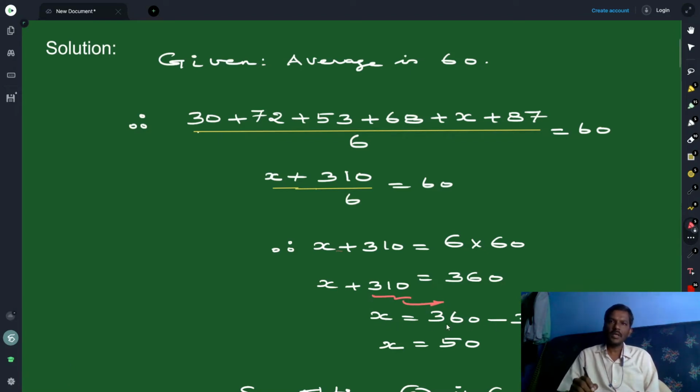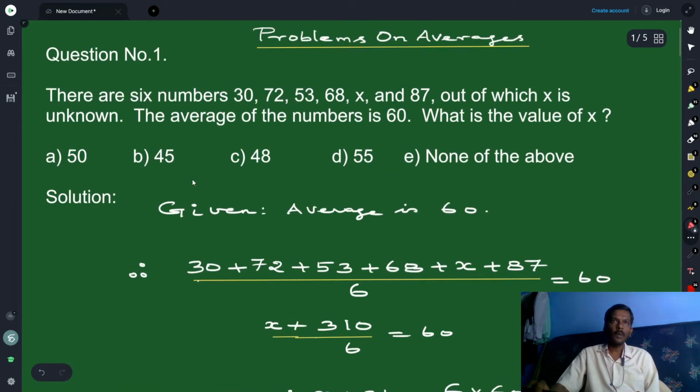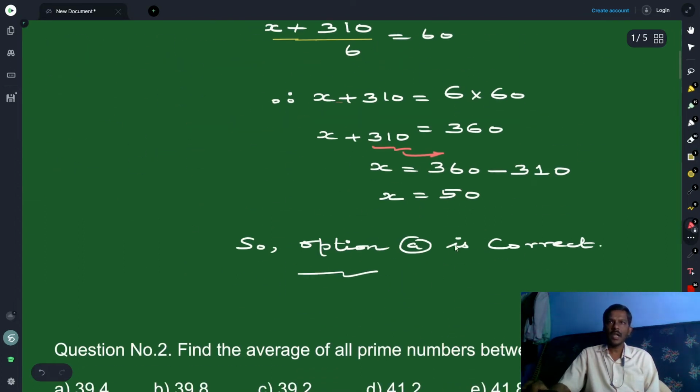In that case, 360 minus 310 is 50. So the unknown value is 50. When you look at the options, A is 50, whereas the other options do not coincide with our answer. So option A is the correct answer.